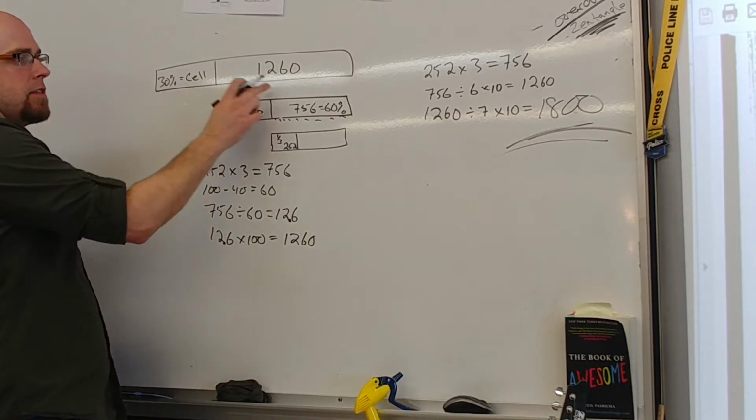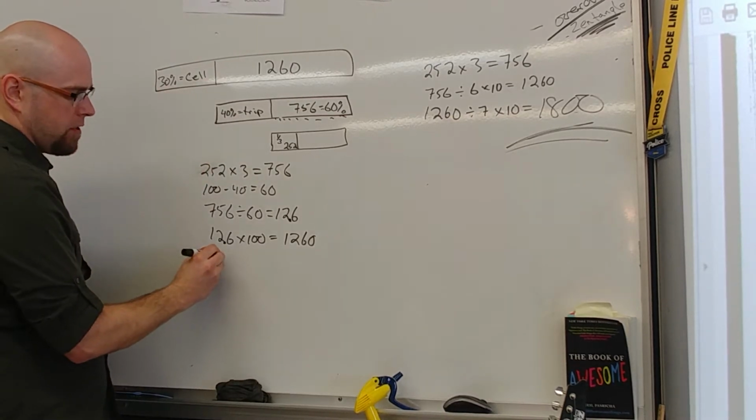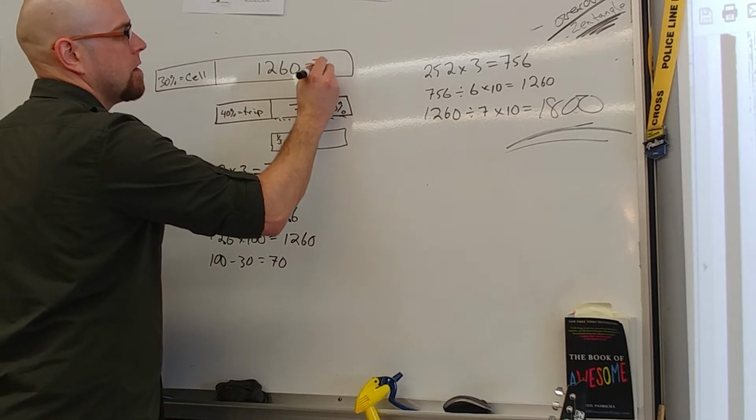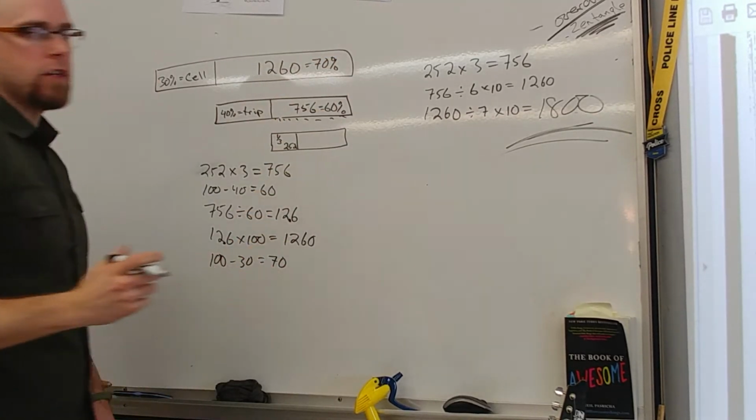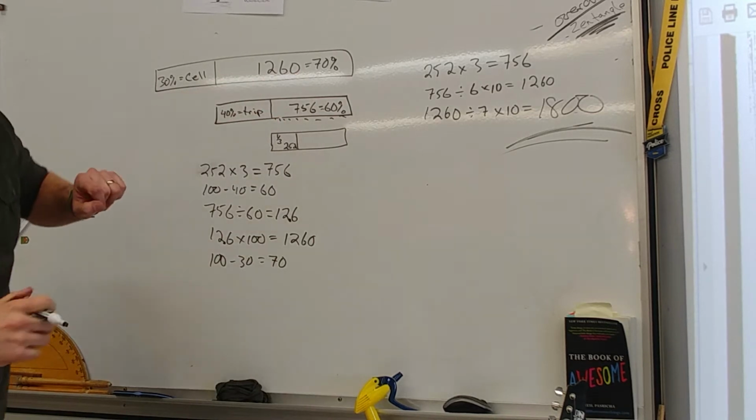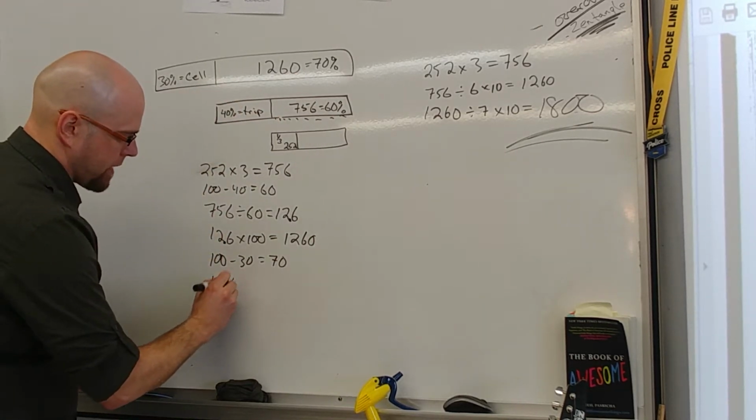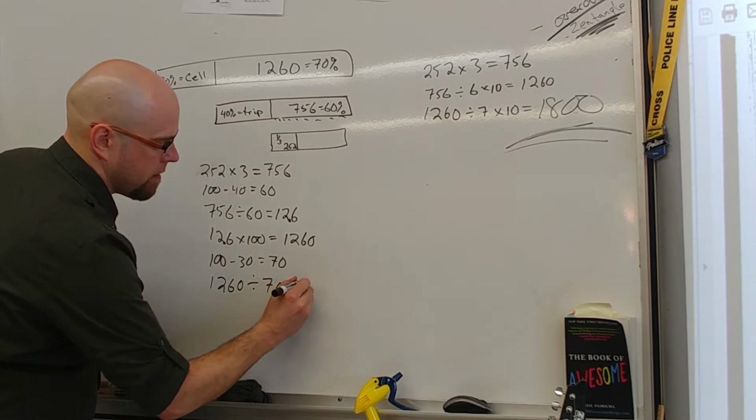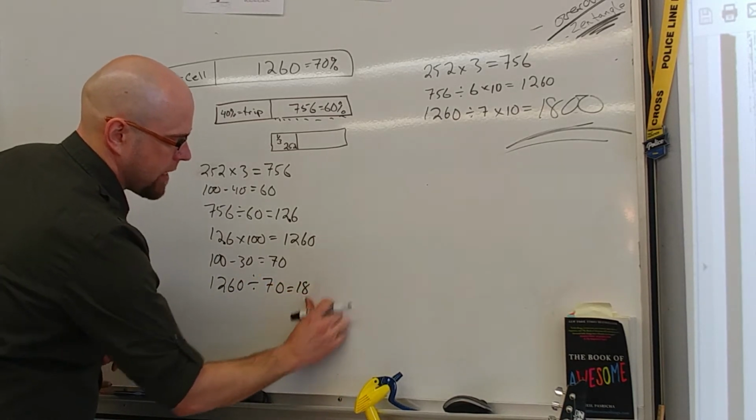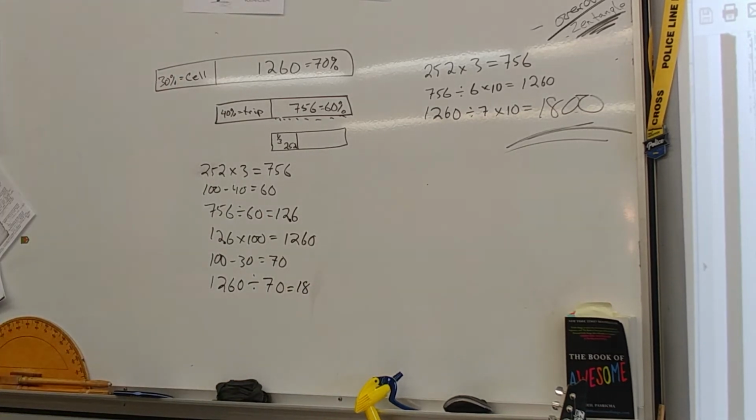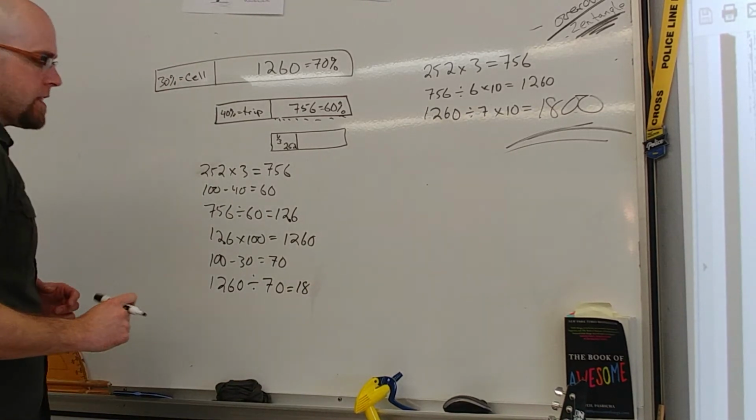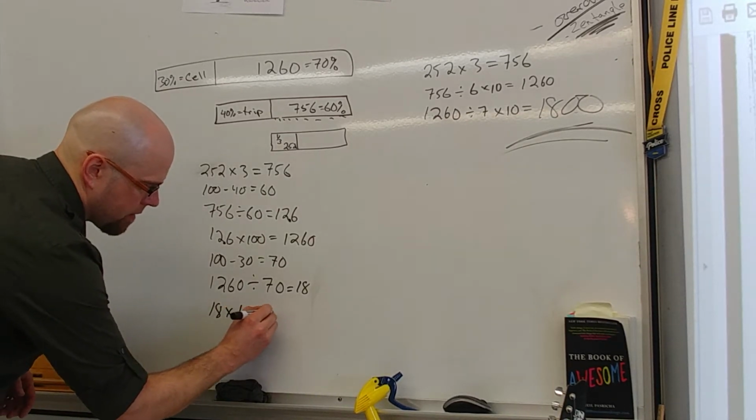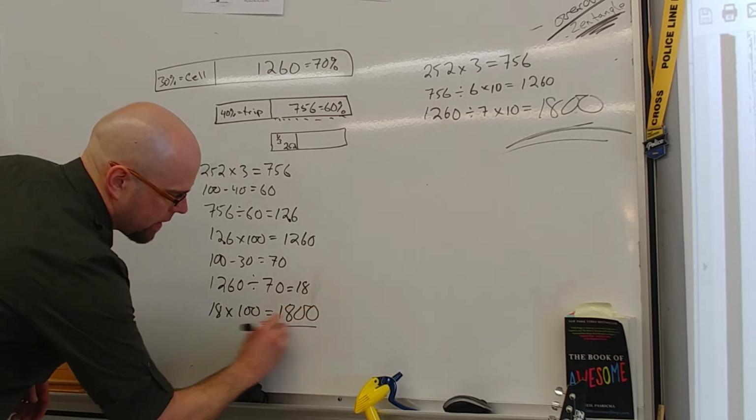Well, what percent is this? 100% minus 30% means it's 70%. So I now know that 70% of Shane's salary is this. So I'm going to divide that by 70. That tells me that 1% of his salary is 18. Well, if 1% of his salary is $18, then 100% of his salary is $1,800.